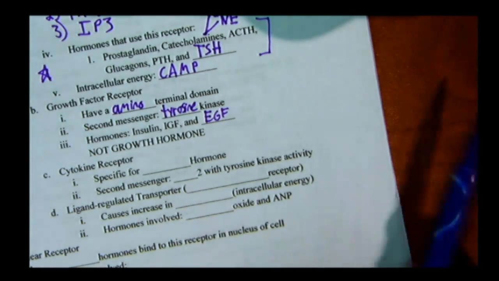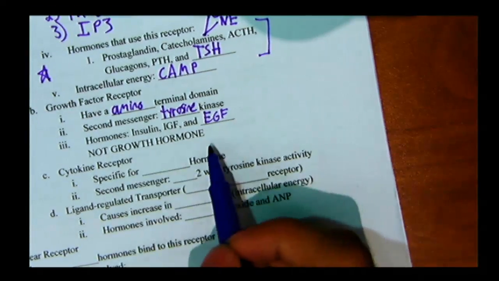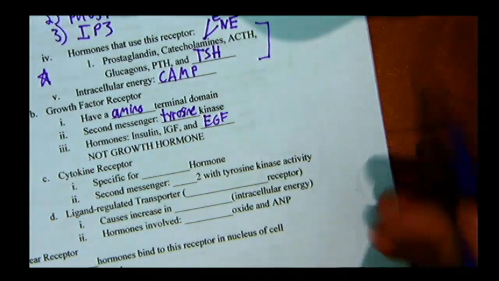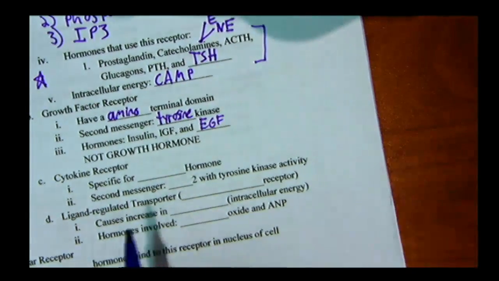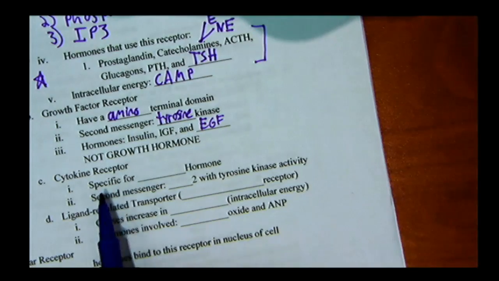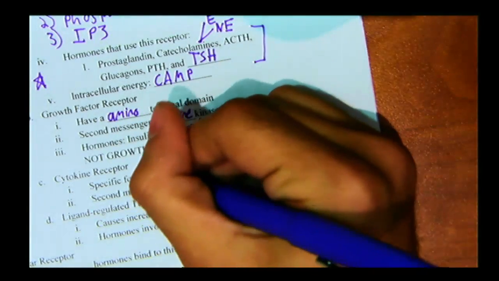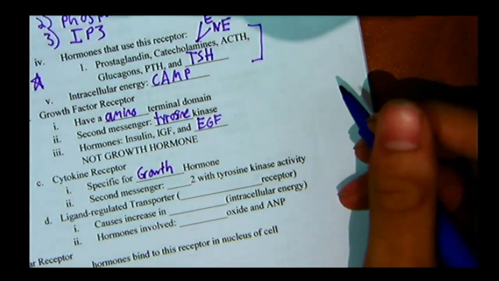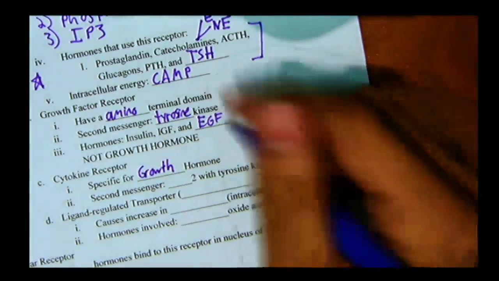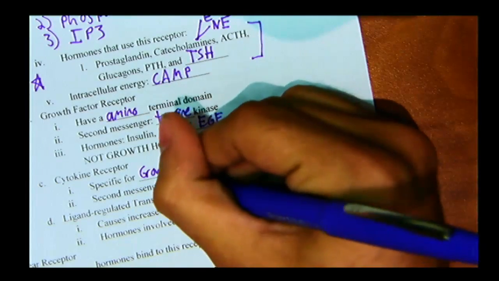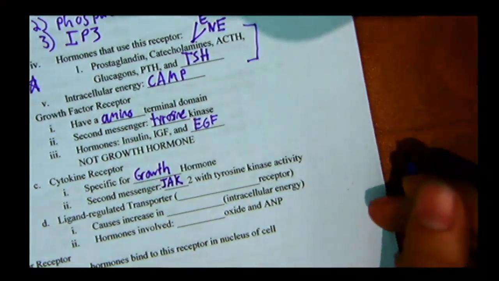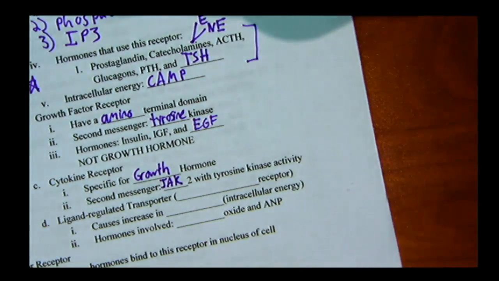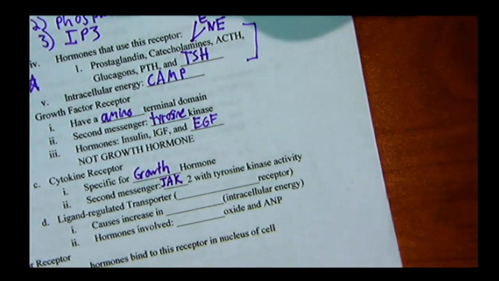Okay, so cytokine receptors are specific for growth hormone. And the second messenger, does anyone remember what that is? Awesome, JAK2. And that has tyrosine kinase activity. So again, these are the main two things you should know. What is the second messenger? What is the hormone that binds to it?